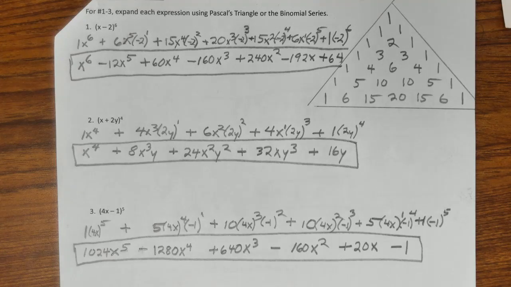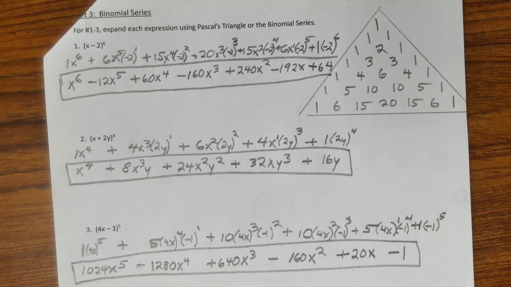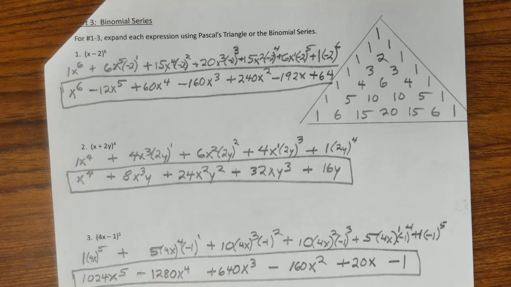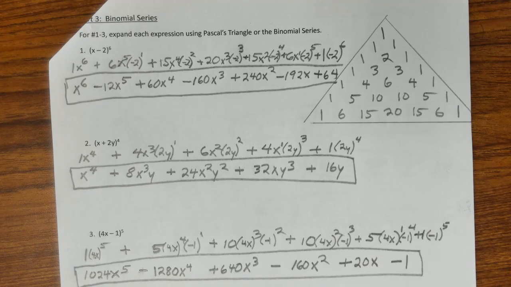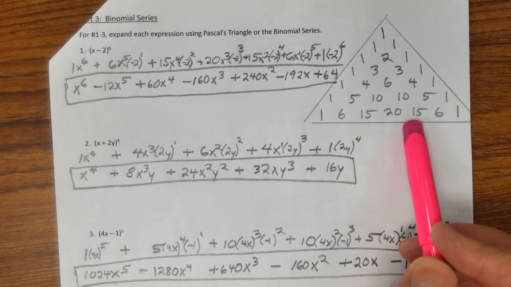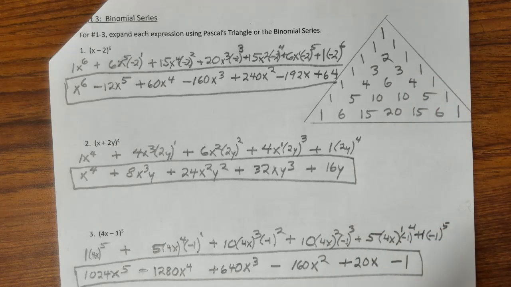All right, pre-cal students, this is part 3 of the review for our test on sequences and series. This last part deals with the binomial series. And the first thing you're going to want to do is build this triangle, right? Pascal's triangle, which is easy to build.